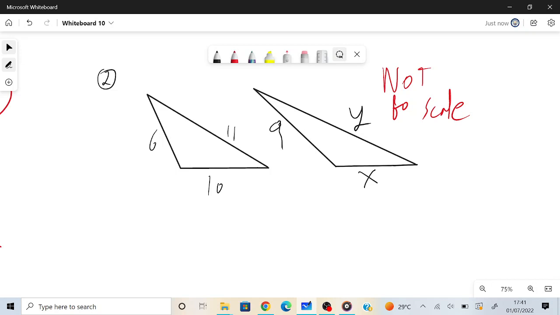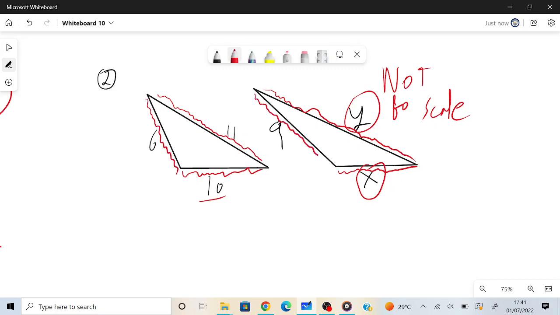Now in this case, both our unknowns, that's y and x, are on the same triangle. We know that this 10, which is represented by this side of the triangle, corresponds to this side of the triangle, which is represented by x. We know that this side of the triangle, which on the left one is represented by 11, is related to or equal to this side of the triangle, which is represented by y. And lastly, we know that this side of the triangle, which is represented by 6, is equal to this side of the triangle, which is represented by 9.